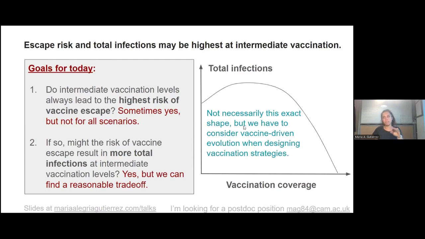I have looked a bit at this. It's not in the paper, but it's going to be in an appendix of my thesis: vaccine immunity wanes, so how does the waning rate affect the shape that we're getting? So far my results point to a lower threshold for this unimodal behavior, but it doesn't lead to different kinds of patterns.